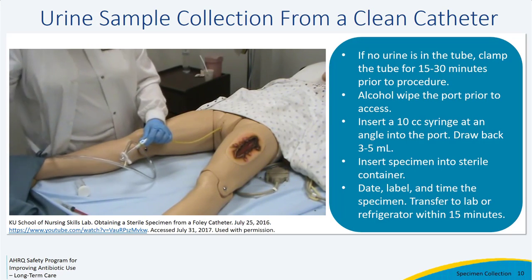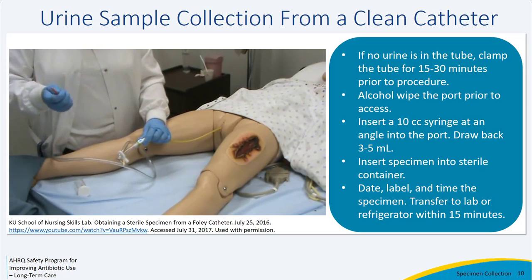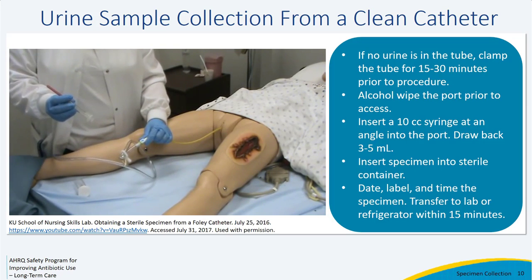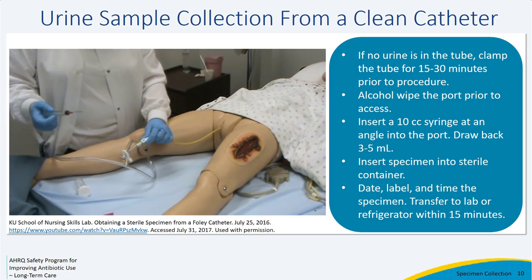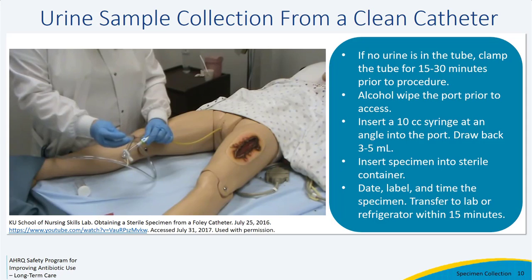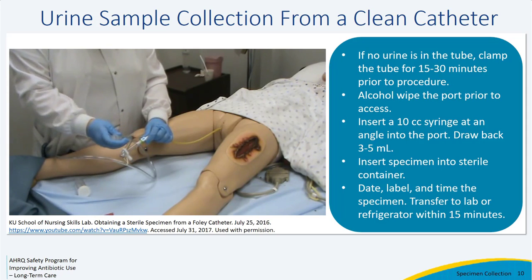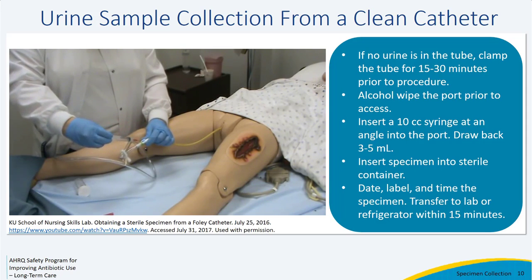Circular motions. Let it air dry for a minute. And take a 10 cc syringe with a 25 gauge needle on it. You want to then be able to insert it. I'm using a larger needle at this point so you can visualize it, but you need to insert it in at an angle. Once you get it in at an angle, then you draw back the desired amount. Usually it is 3 to 5 mils.